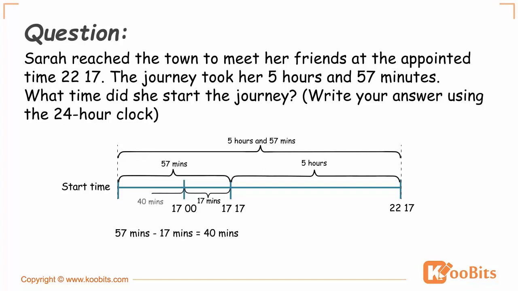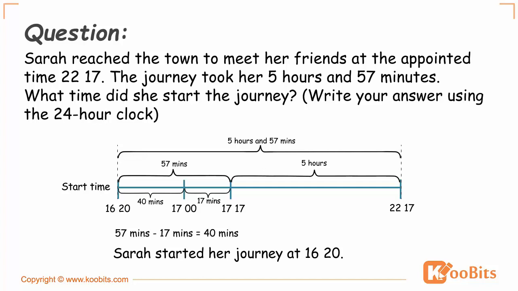Let's move back 40 minutes from 1700. 40 minutes before 1700 would be 1620. Hence, Sarah started her journey at 1620. Is our answer in the 24-hour clock notation? Yes, it is. Let's move on to check our answers and ensure they are correct.